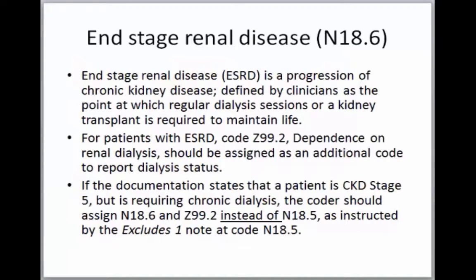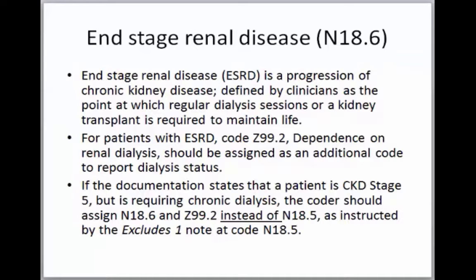When you get to end-stage renal disease, it's important to remember that's the last stage, and the patient either has to go on dialysis or receive a kidney transplant to continue to live. If a patient has end-stage renal disease and is getting dialysis, you must remember to add that Z99.2 code anytime you report that.